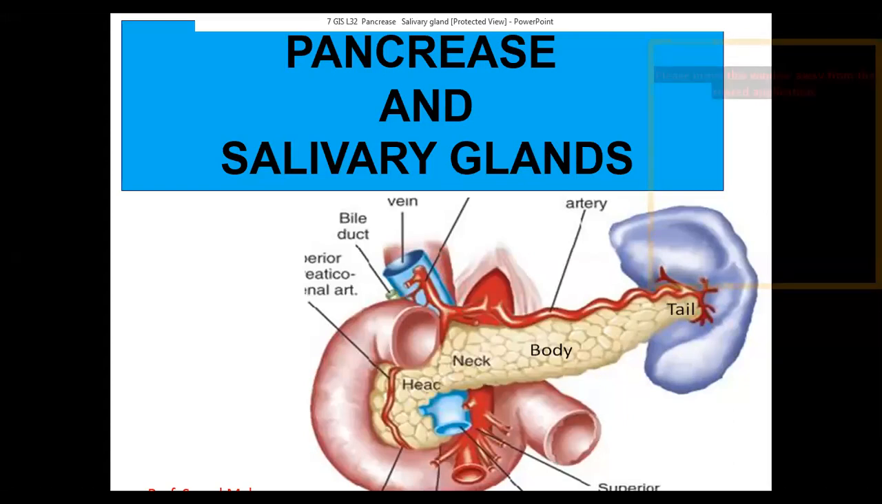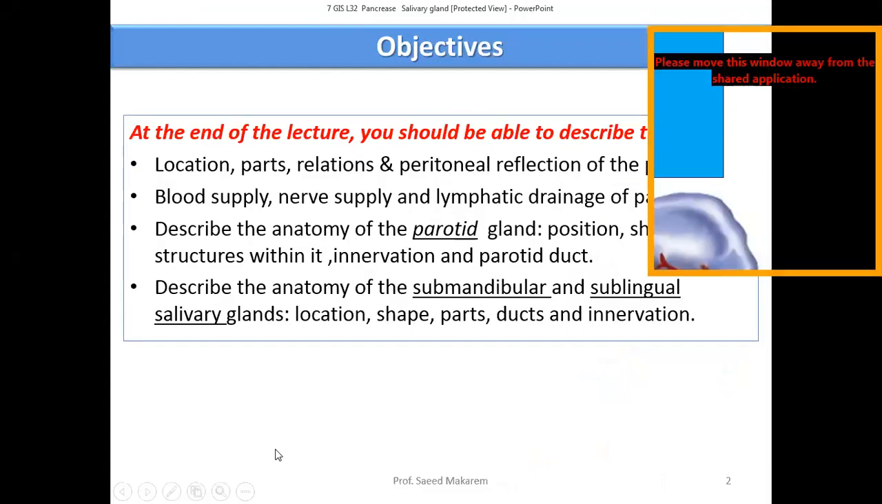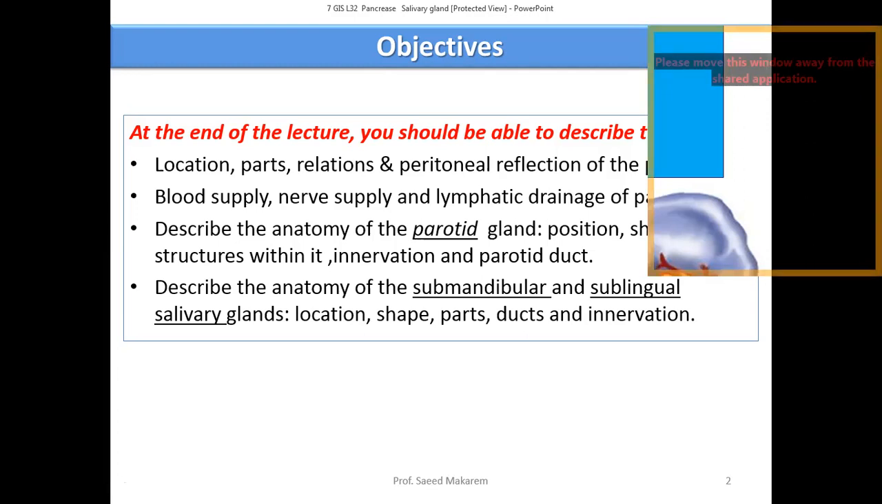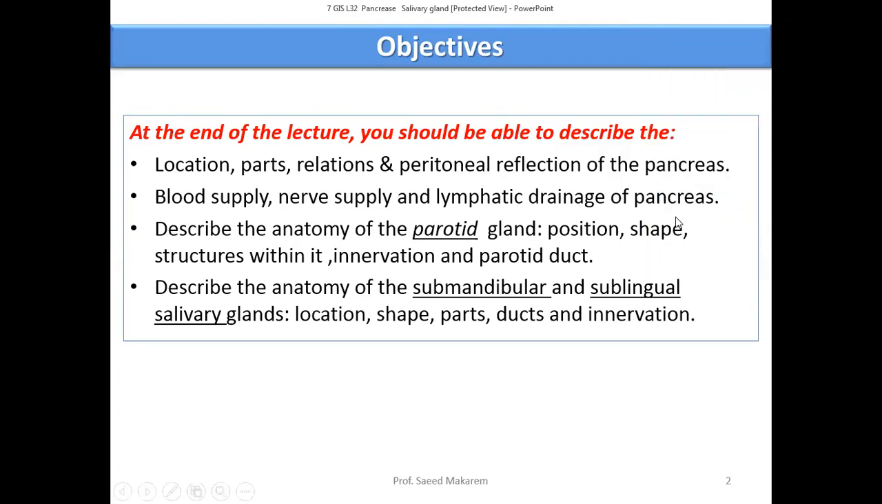Today we'll discuss one more important topic, that is the pancreas as well as the salivary glands. In this lecture we'll discuss many important features of the location, parts, relations, and peritoneal reflections of the pancreas. Then the blood supply, nerve supply, as well as the lymphatic drainage of the pancreas. Then we'll discuss all the details about the parotid, submandibular, as well as sublingual.